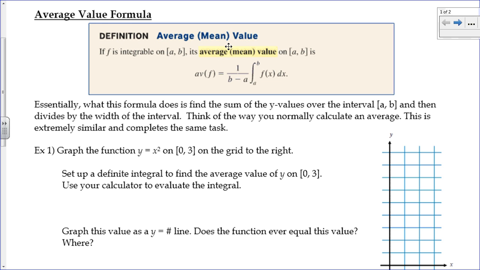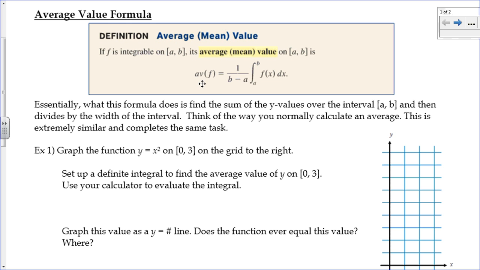The average value formula is really a formula involving an integral that says if you want the average value of a function on an interval from a to b, first that function has to be integrable, which means it can't have a lot of breaks or jumps in it. As long as it's continuous, we should be okay. But we will talk about integrable a little bit later.